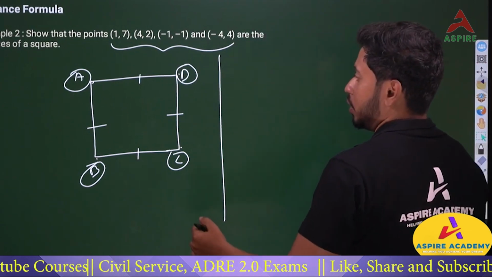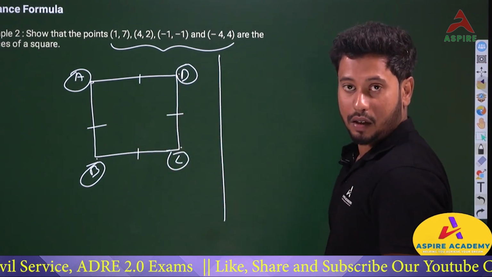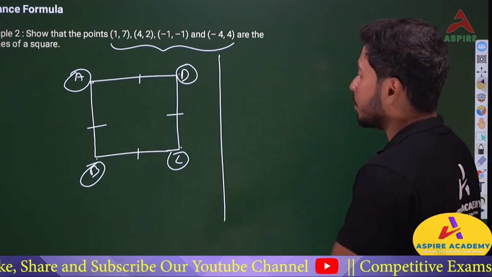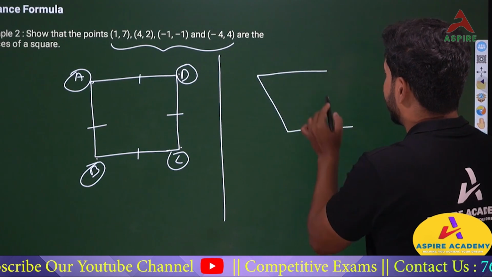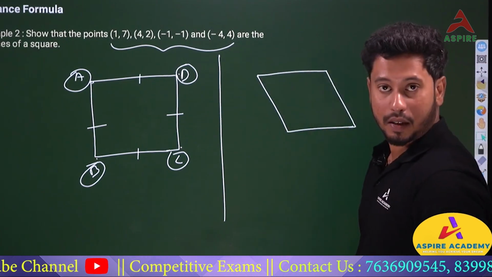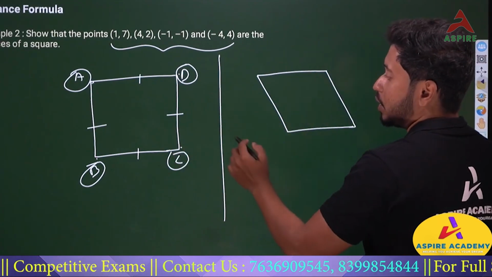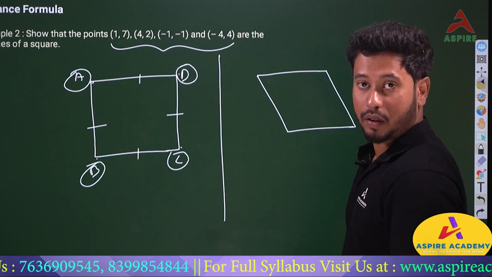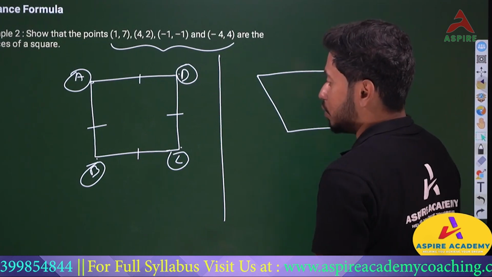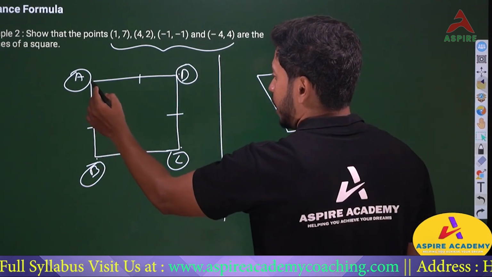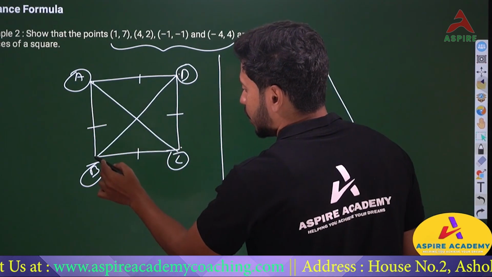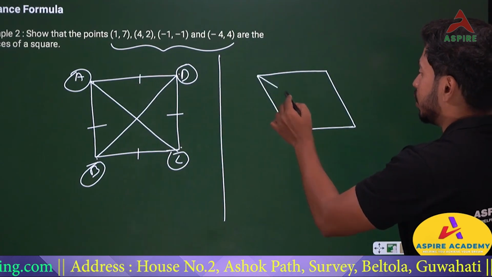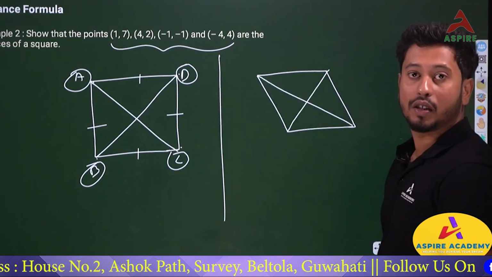Again, one more quadrilateral is there whose all the sides are equal. What is that quadrilateral? That is a rhombus. So between rhombus and square, we have to know the difference. What is the difference? Both the diagonals of a square are equal, but both the diagonals of a rhombus are not equal.